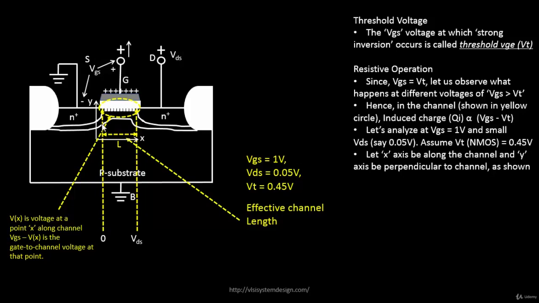Similarly let's look into this point. Over here V of X is VDS, which is 0.05 volts or 50 millivolts. The VGS is 1 volt. So your effective channel voltage at this point will be 1 minus 0.05, which is 0.95 volts. And the voltage across this channel will be lying somewhere between 1 volt and 0.95 volts.